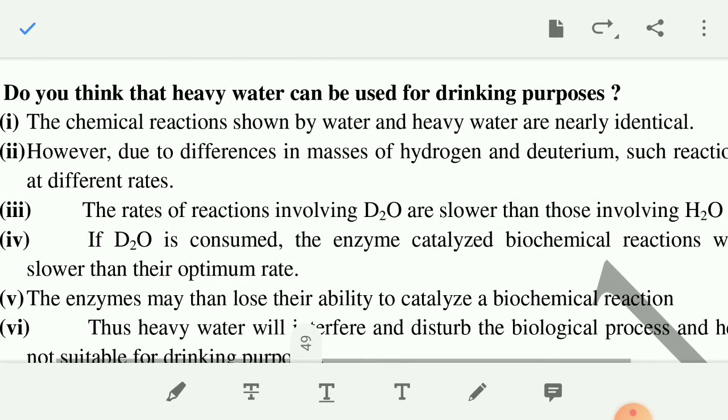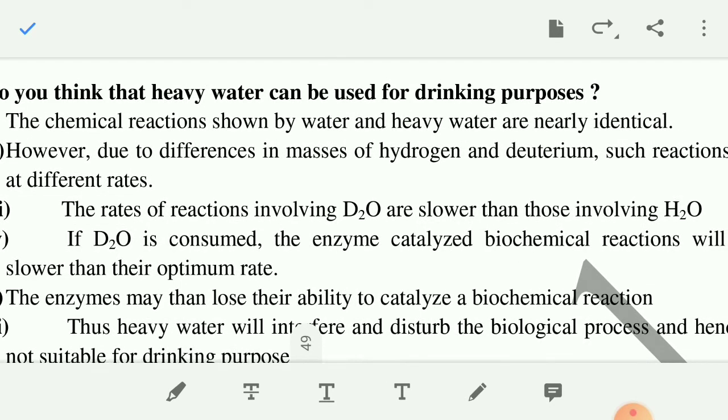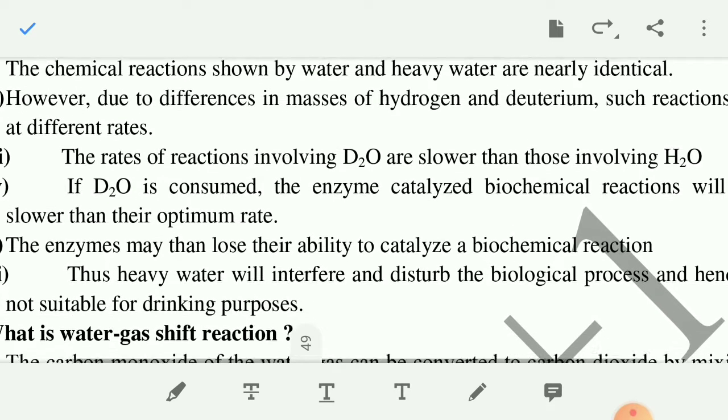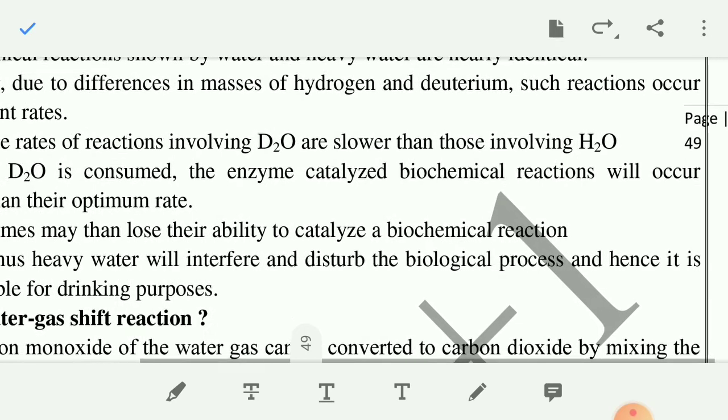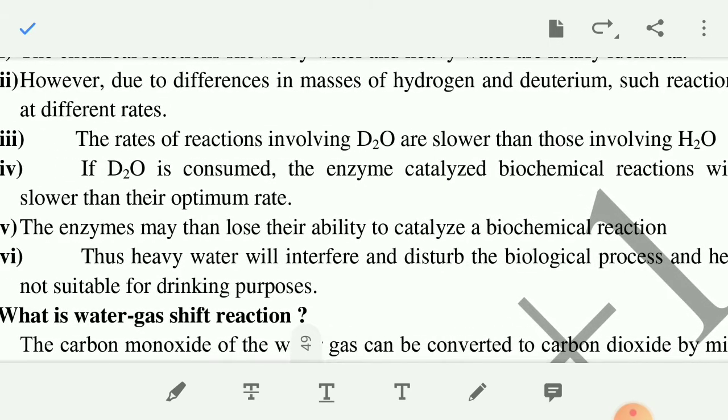Then third point: the rate of a reaction involving D2O is slower than that involving H2O. If D2O is consumed, the enzyme catalysed biochemical reactions will be slower than the optimum rate. The last point: heavy water will disturb the biological processes, hence it is not suitable for drinking purpose.